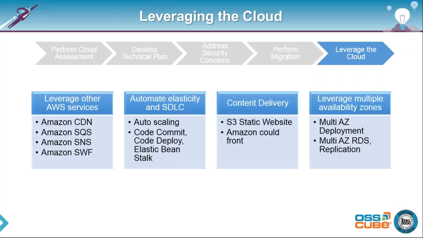So you have CodeCommit and CodeDeploy for automatic SDLC. You have content delivery, static websites, or Amazon CloudFront. You can use multiple availability zones for disaster recovery or better access.